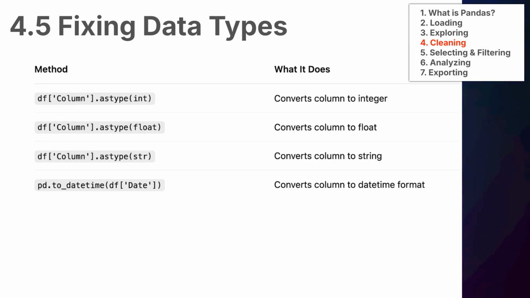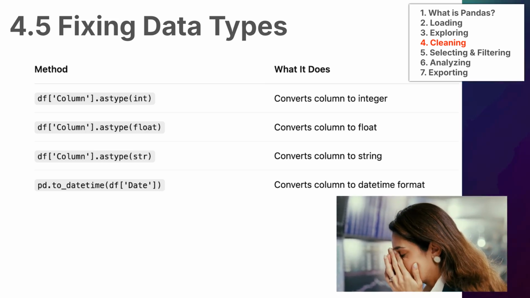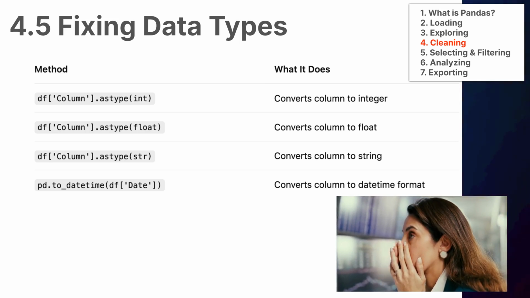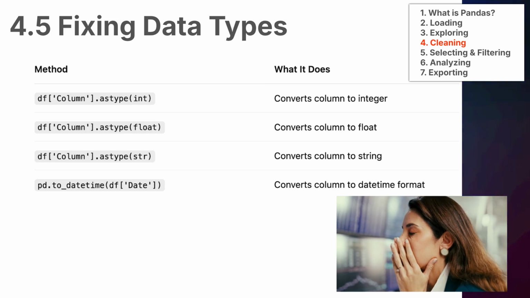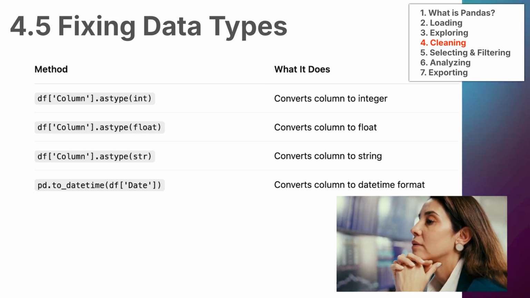5. Fixing data types. In real-world data, columns don't always come in the format we need. Sometimes numbers are stored as text, or dates look like random strings. These methods help you convert columns into the correct data type so you can work with them properly.